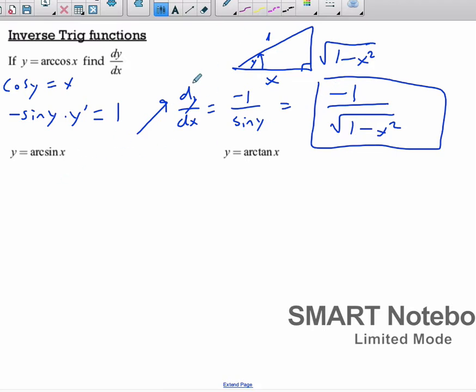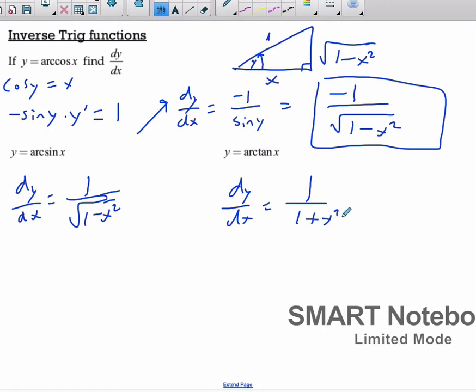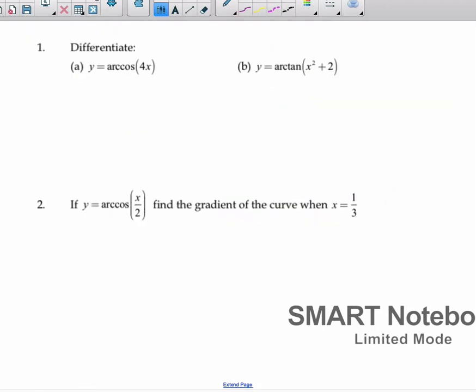So if you do the same thing with the triangles, you'll get the formula for arc sine, which is 1 over root 1 minus x squared, and then arc tan here is going to be equal to 1 over 1 plus x squared. Okay, derived similarly with some right triangles.